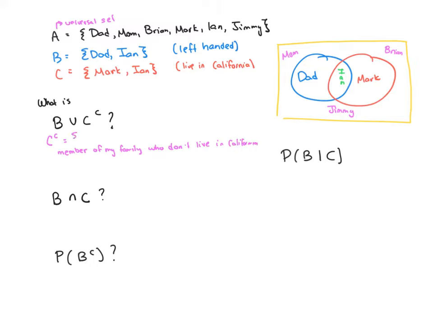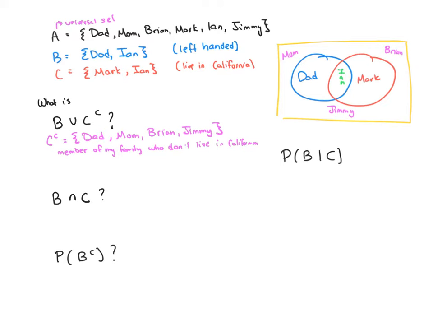Okay, so I'm going to take my family members, get rid of the ones who live in California, and be left with the ones who don't live in California. My parents, my brother Brian, Mark and Ian do live in California, so they're not in this list, and then we'll have my husband Jimmy. So those are the members of my family, excluding me, who don't live in California.